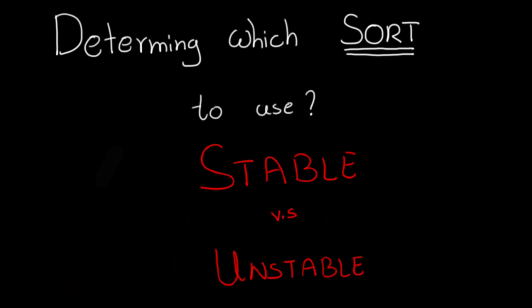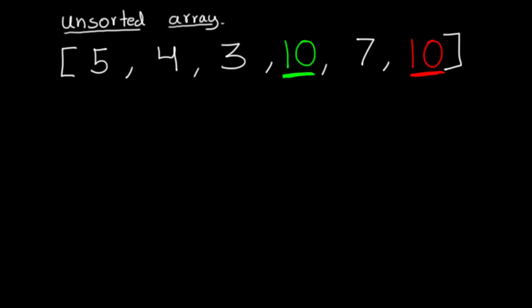In order to explain what this actually means, let's take a look at an example. Let's say we're given this unsorted array with the numbers 5, 4, 3, 10, 7, and 10 again. Notice how we have two 10s, and while they both have the same value of 10, they are both still completely different elements. And in order to illustrate this, they are represented in two different colors. So the first one is in green, and the second one is in red.